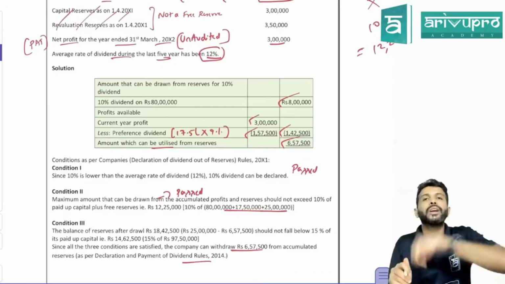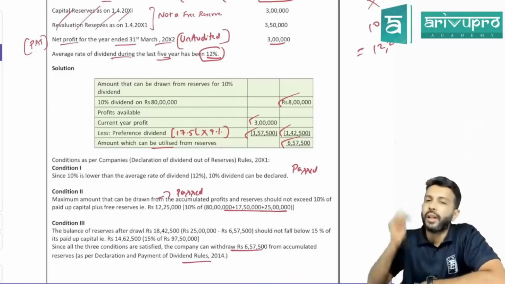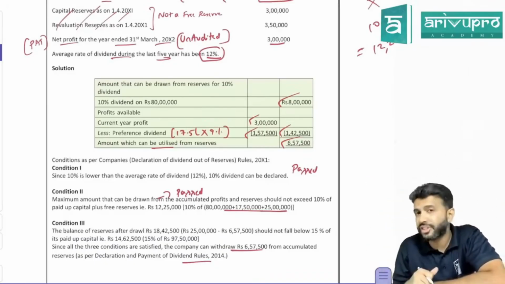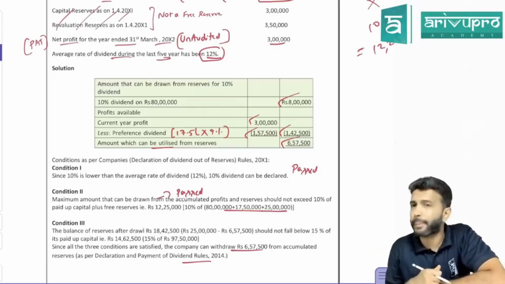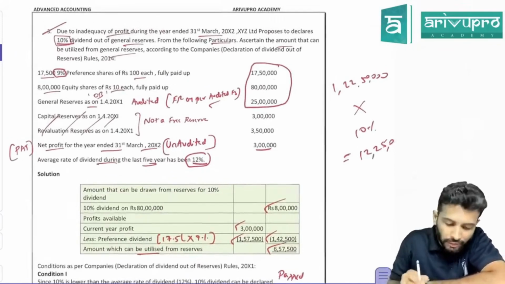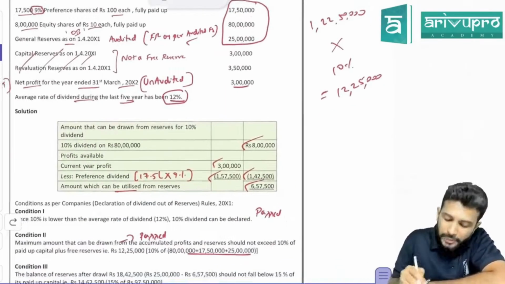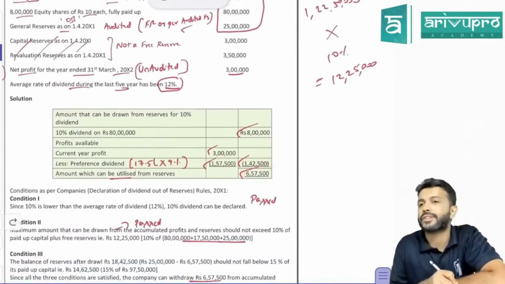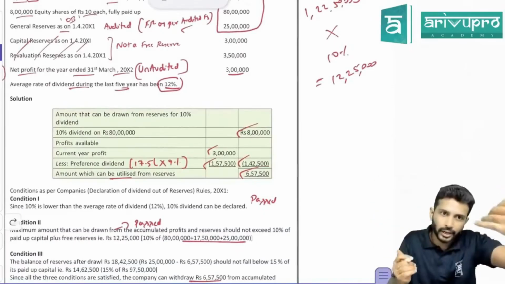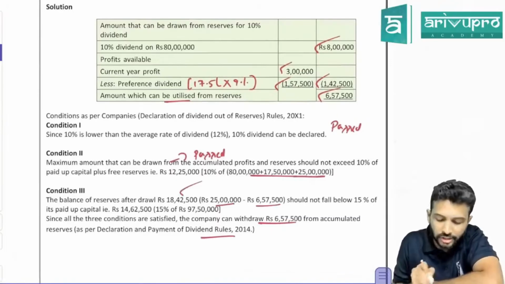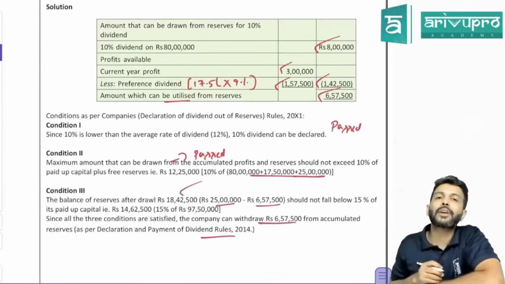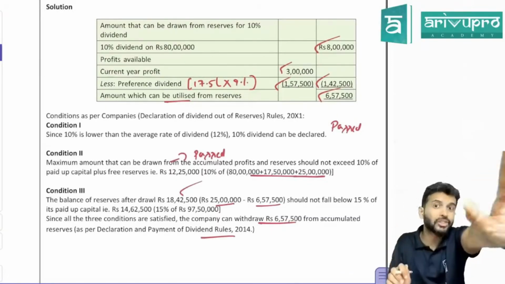Okay. Now condition number 3. What does condition number 3 say? After withdrawal, the balance in general reserve should not fall below 15% of paid up capital. Now, how much general reserve do you have? 25 lakh. How much are you planning to withdraw? 657,500. After you withdraw, the general reserve balance will reduce. So what is the reduced balance? From 25 lakh, if you withdraw 657, the general reserve balance will become 18 lakh 42,500. That is the actual balance of general reserve.